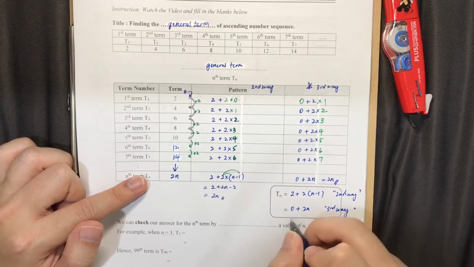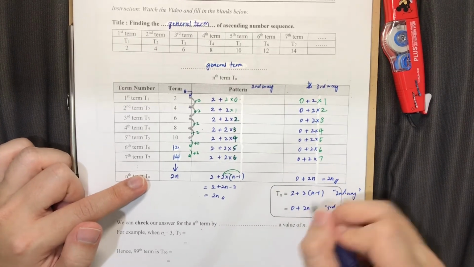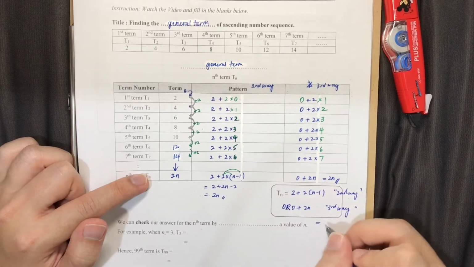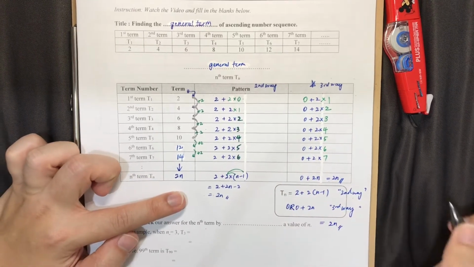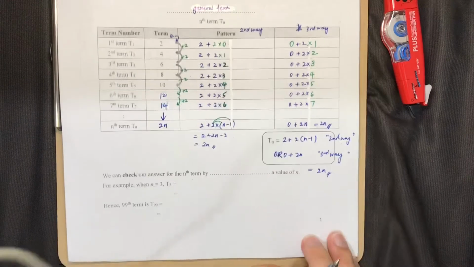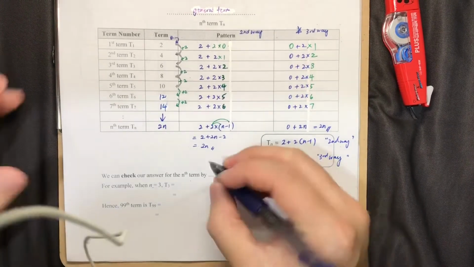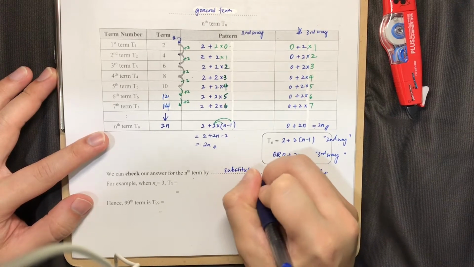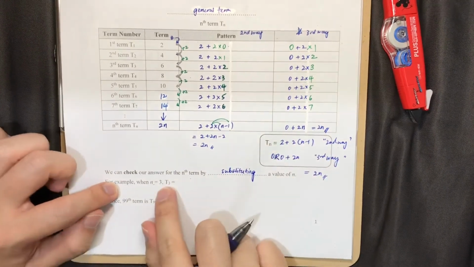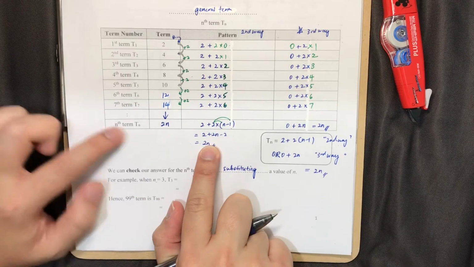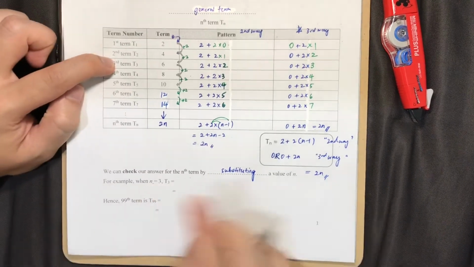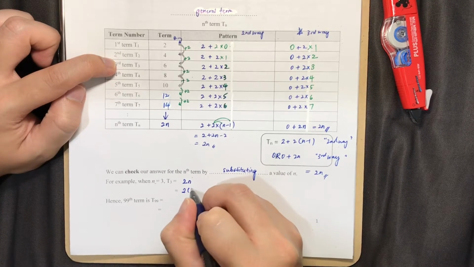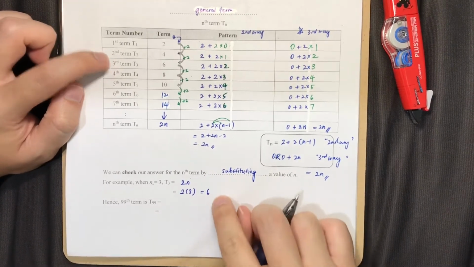Alright, so it's either one of these two, right? I will write either one of these two, or last but not least, it will be equal to 2n as the final answer. We can check the answer for the nth term by substituting a value for n. For example, if you want to check that this general term is the same, we sub in 3, so t3 will be equal to 2n, which is 2 times 3, so this will give me 6.